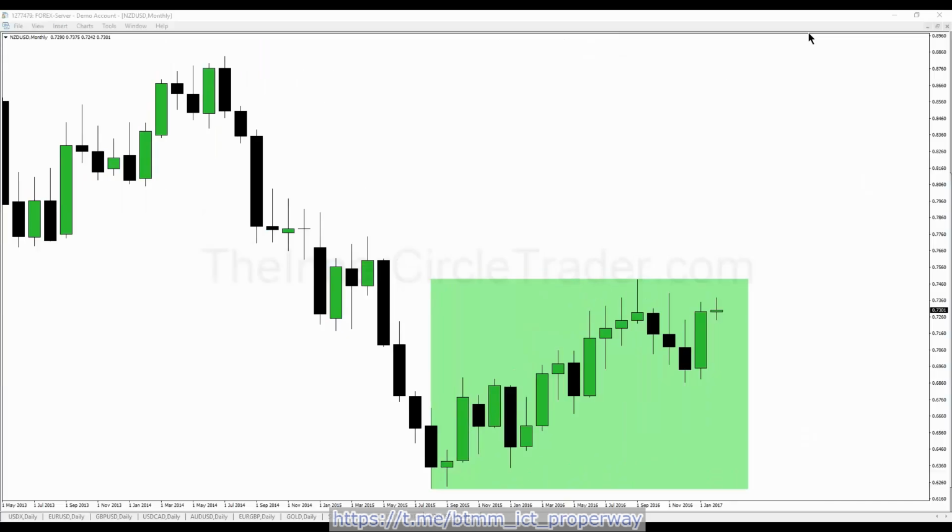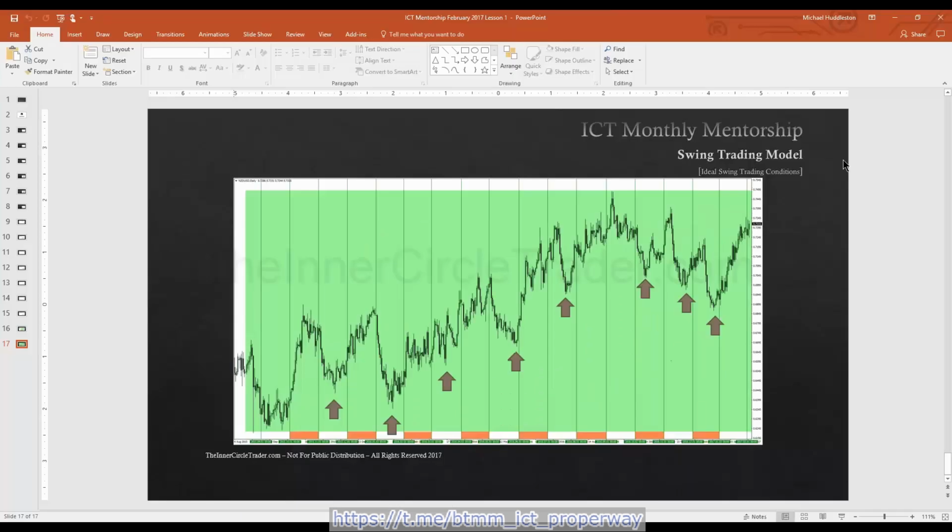All right, I gave you some homework in the teachings for this month in regards to the Kiwi dollar. So I mapped out an area, and let's take a look at that on the presentation slide. Okay, you should be able to see the presentation slide.